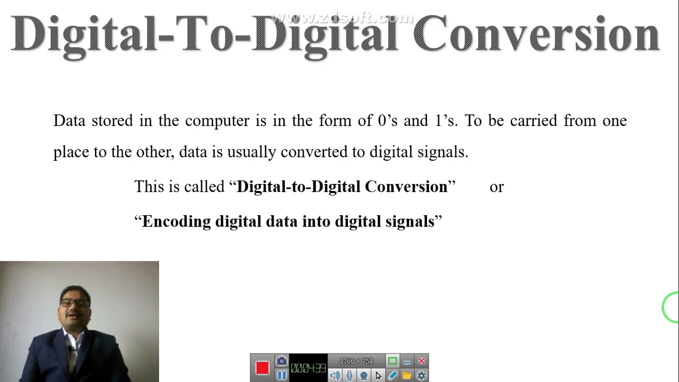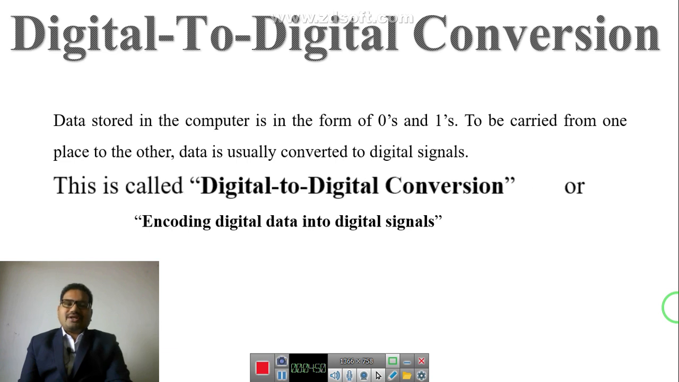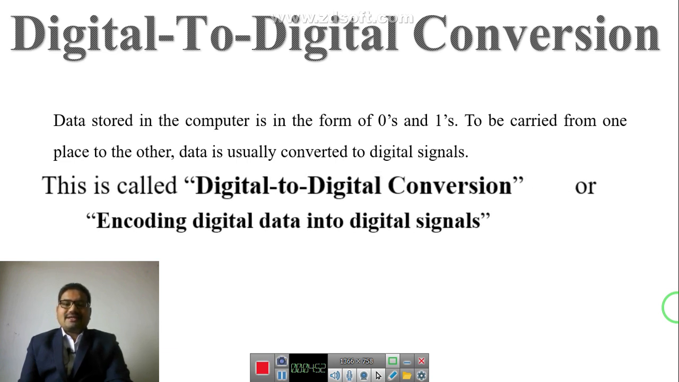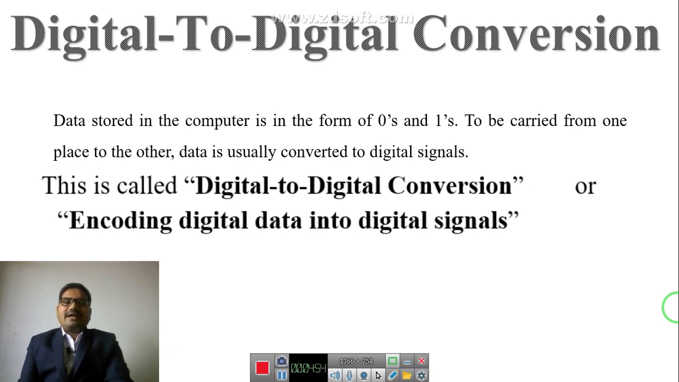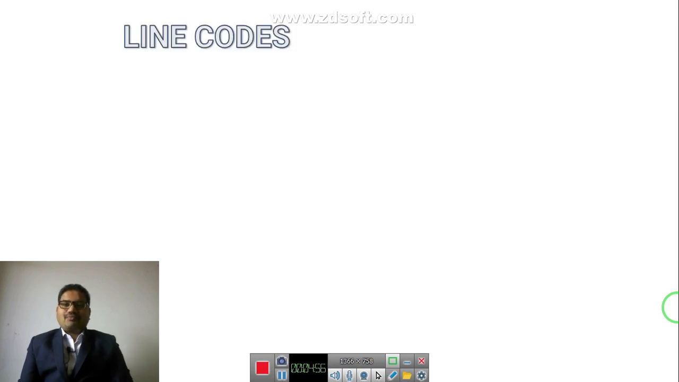Data stored in the computer is in the form of zeros and ones. To be carried from one place to another, the data is usually converted into a digital signal, and this is called digital to digital conversion, or encoding digital data into digital signals. Now, what are line codes? There are different ways of defining these line codes. So we can see that one.